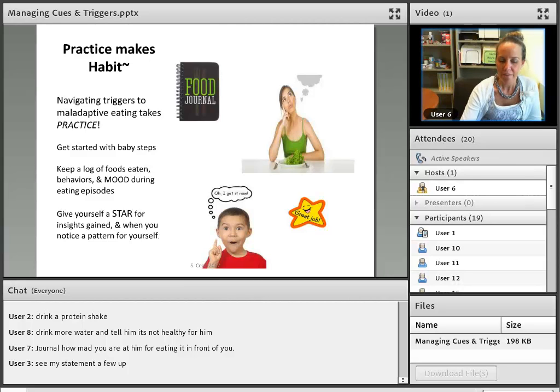So that was my last example for the day. I hope that you guys found this information valuable. I get the sense that a lot of you are really aware and have already been thinking about managing cues and triggers because you're very good at identifying the different types of cues and triggers and ways to manage them, adapt them, eliminate them, that sort of thing.